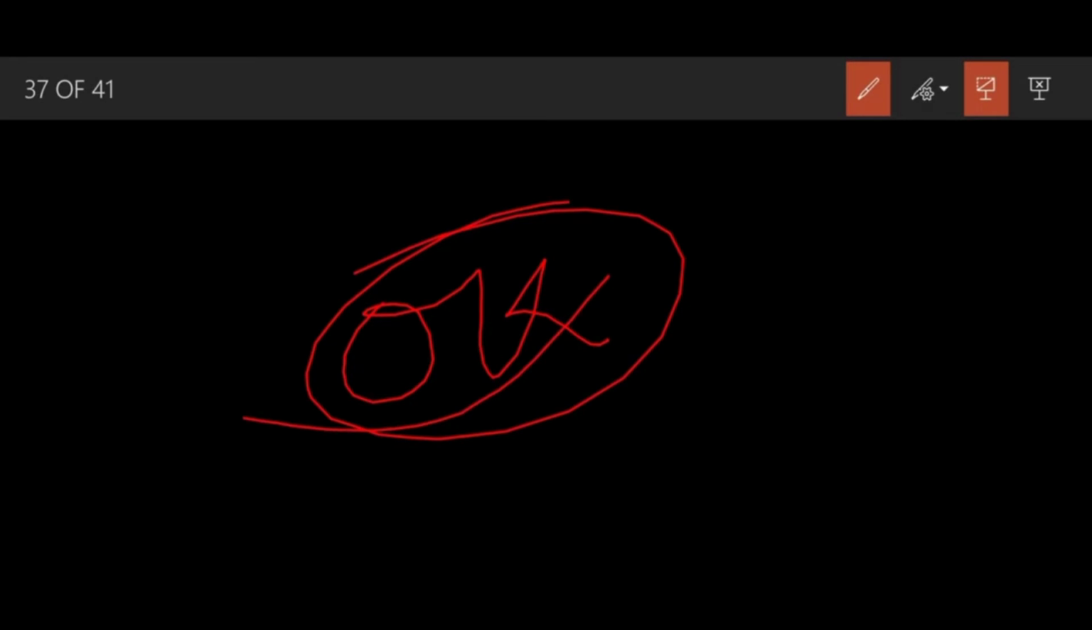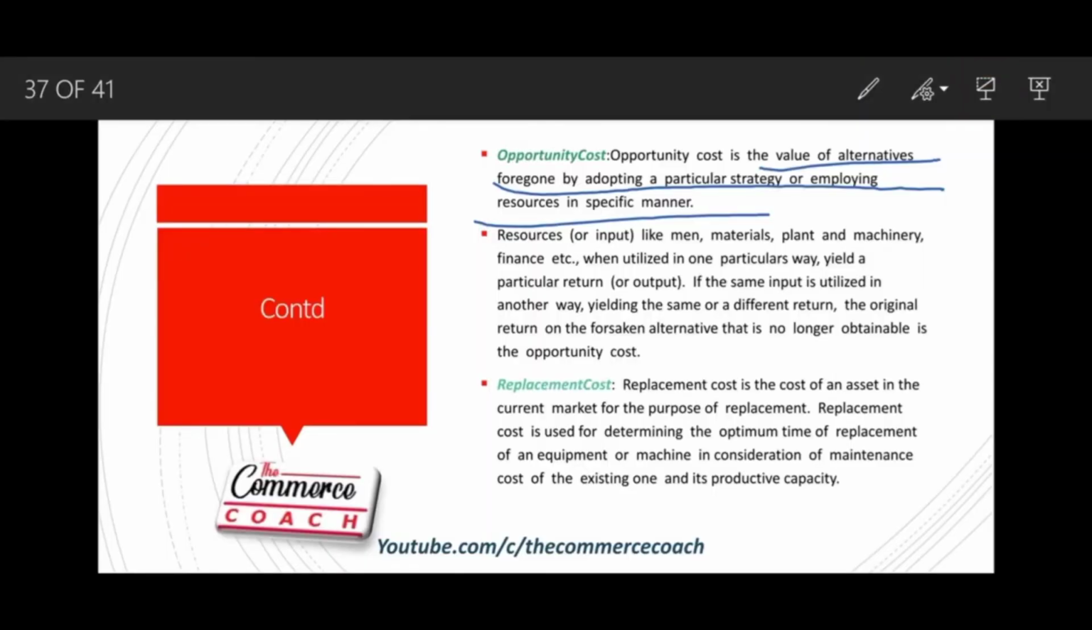Okay, so now we have got all the points. Now we will be moving further. Let's read it out once, then we will be focusing more.